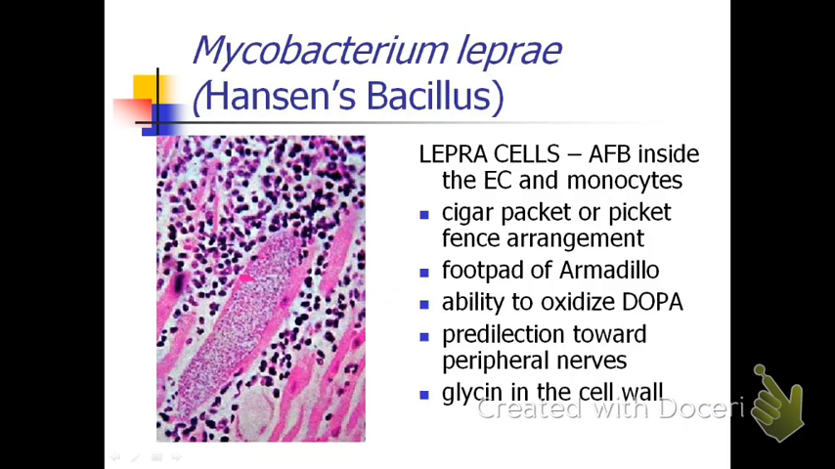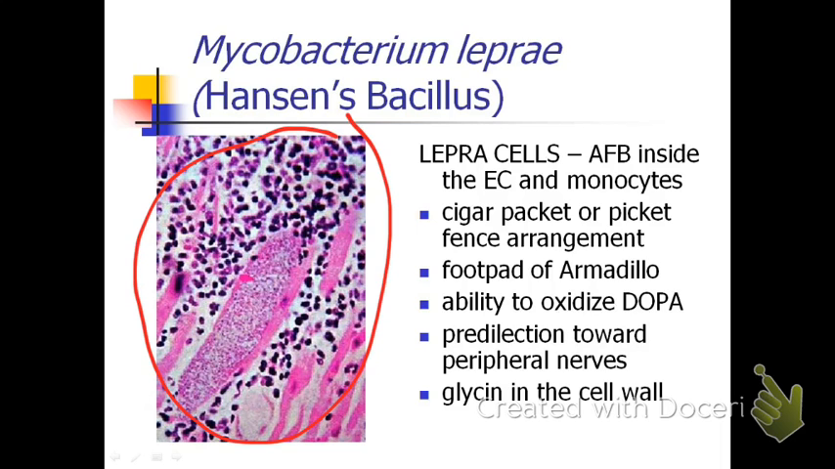Okay, so let us now discuss another important species of Mycobacterium, the Mycobacterium leprae, also known as the Hansen's bacillus. One of the characteristics of the presence of Mycobacterium leprae in a tissue is the presence of lepra cells. So this is an example of lepra cells. Acid-fast bacilli are found inside the epithelial cells and monocytes. So these organisms would have a cigar packet or picket fence arrangement.